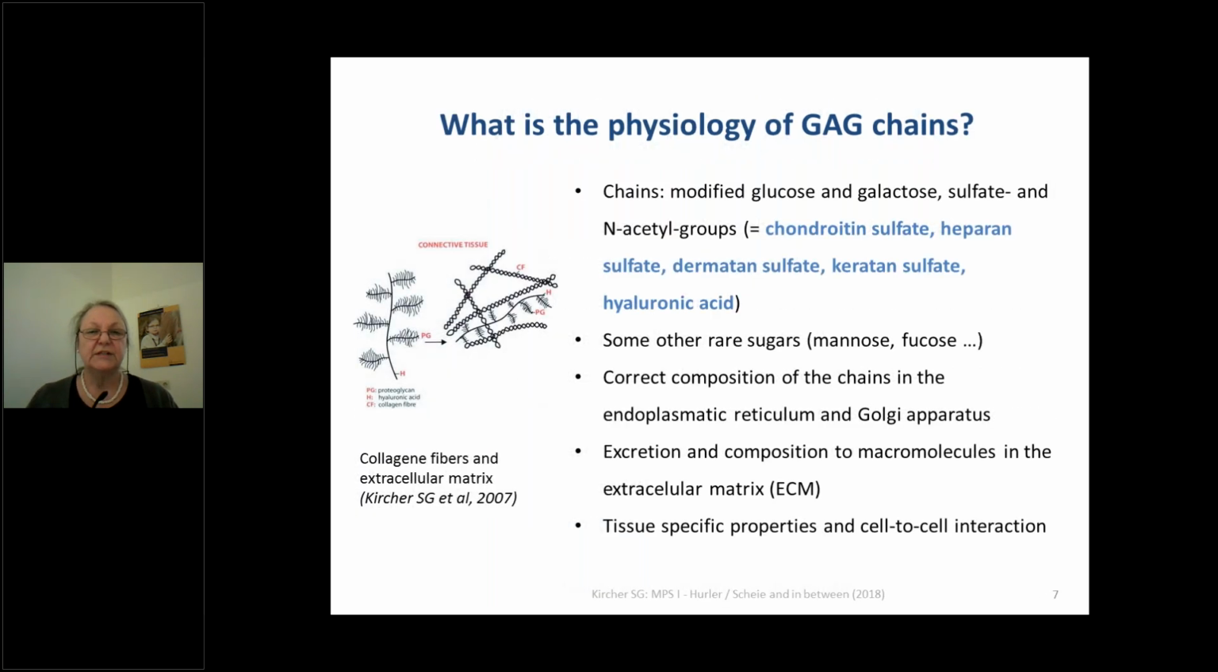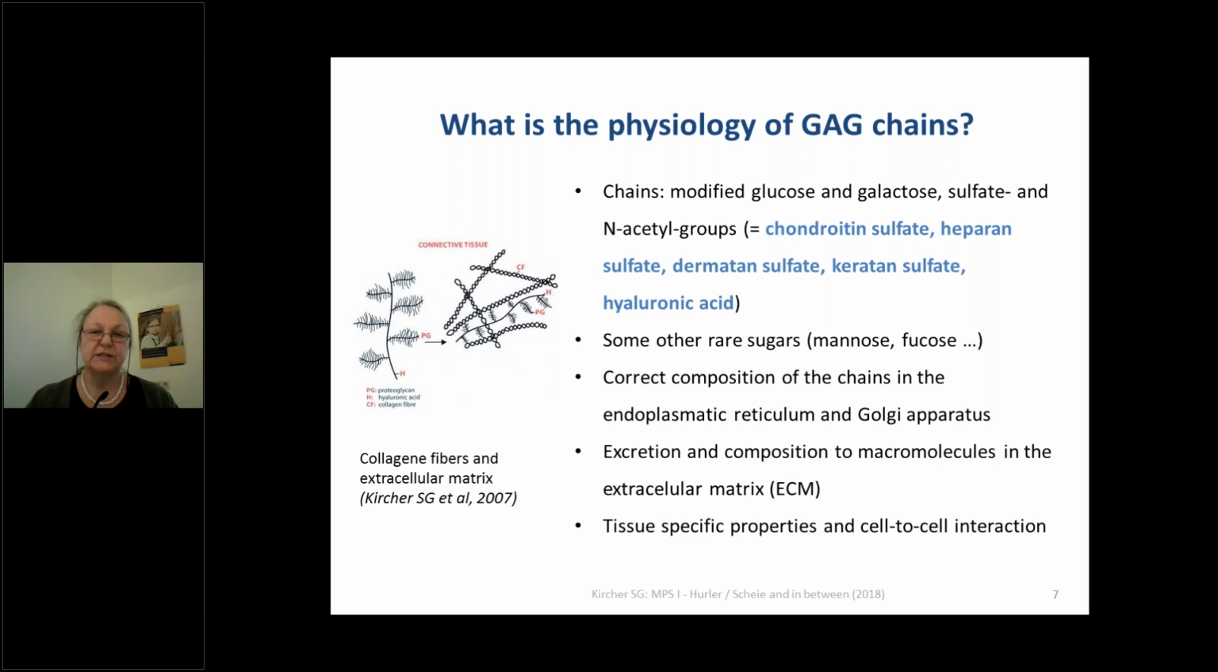The physiology of these chains is that they are modified glucose and galactose molecules, and they have different residues put on them. So we have N-acetyl groups and sulfate groups, and due to these compositions, they are called chondroitin sulfate, heparan sulfate, dermatan sulfate, keratan sulfate, and hyaluronic acid. But you also find some other rare sugars at the end of these chains, such as mannose or fucose.